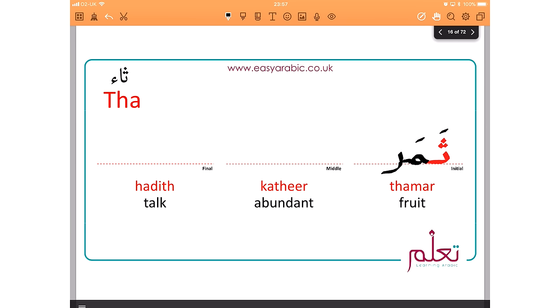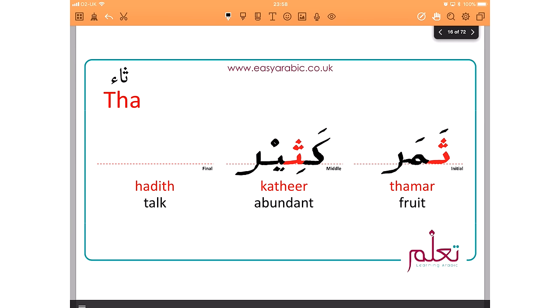Next one is kathir. Again, the kaf. Then we have the tha with the three nuktas. Then we have the ya. And then we have the ra. So kathir. Again, harakat on top, ka, thi, and sukun, kathir. كثير.